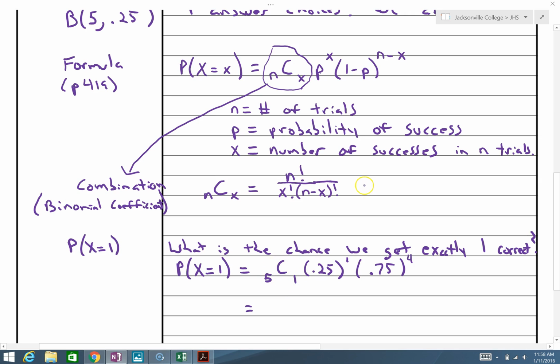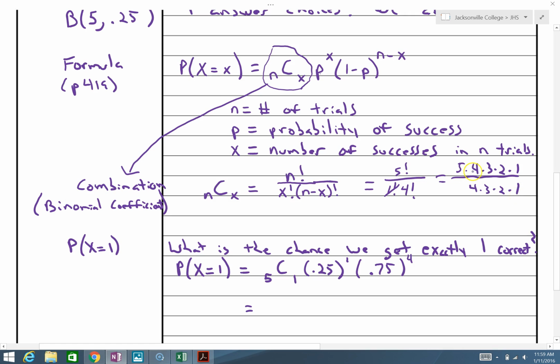particular number. So let's come up here using this formula and see if we can figure it out. Well, n factorial is the total number of numbers, 5 factorial, the total number of trials. X factorial, that's our number of successes, 1 factorial. And this is 5 minus 1, or 4 factorial. Well, hope you see 1 factorial is just 1. So what we're left with is in the numerator, it's 5 times 4 times 3 times 2 times 1. And the denominator is 4 times 3 times 2 times 1.